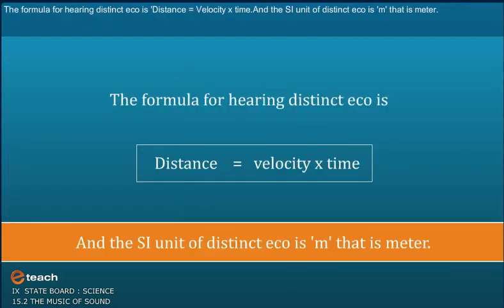The formula for hearing distinct echoes is distance is equal to velocity into time. And the SI unit of distance is m, that is meter.